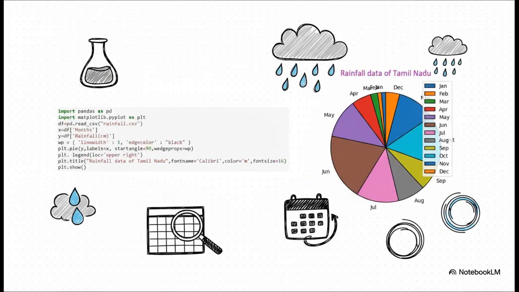And finally, to see how different parts make up a whole, like how much rain fell each month as a percentage of the total for the year, we can use a pie chart. This code generates a visual that's perfect for showing proportions, making it super easy to see which slices of the pie are the biggest.